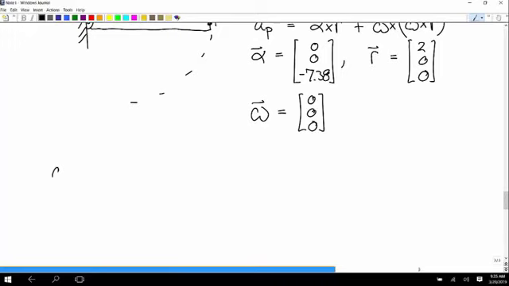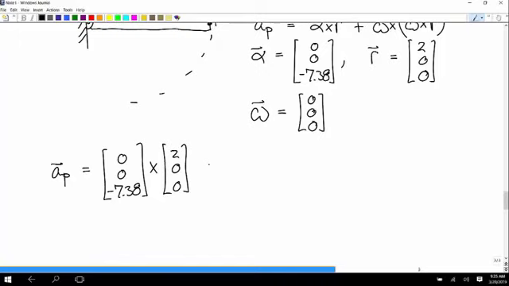And now we can put this into the watermelon equation, and we have 0, 0, negative 7.38 crossed with 2, 0, 0, plus this stuff, which all goes away because omega is 0. And we get 0, negative 14.76, 0.